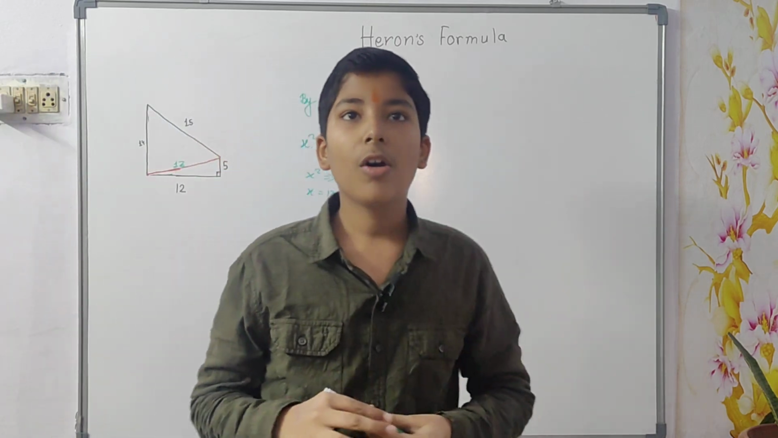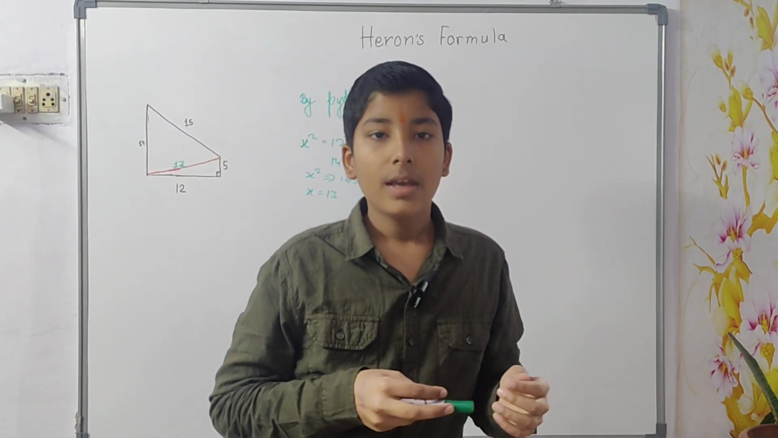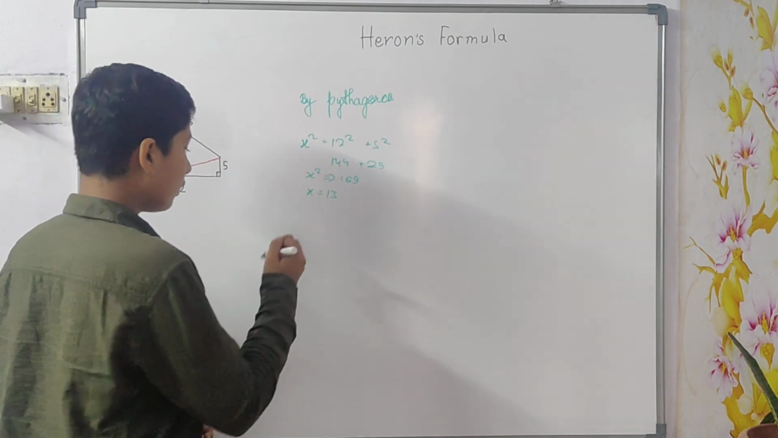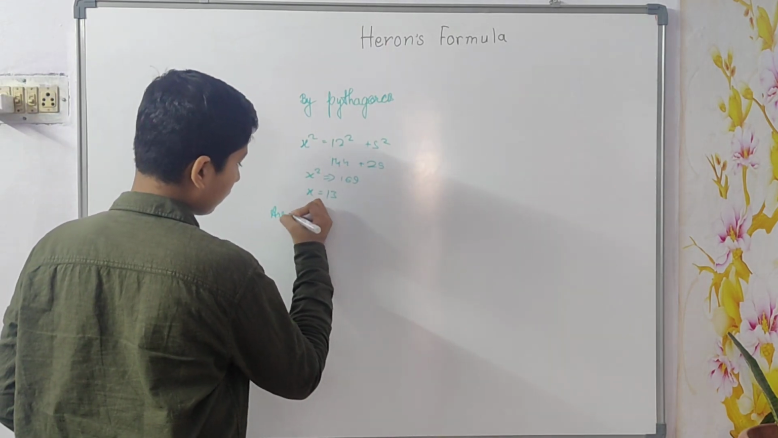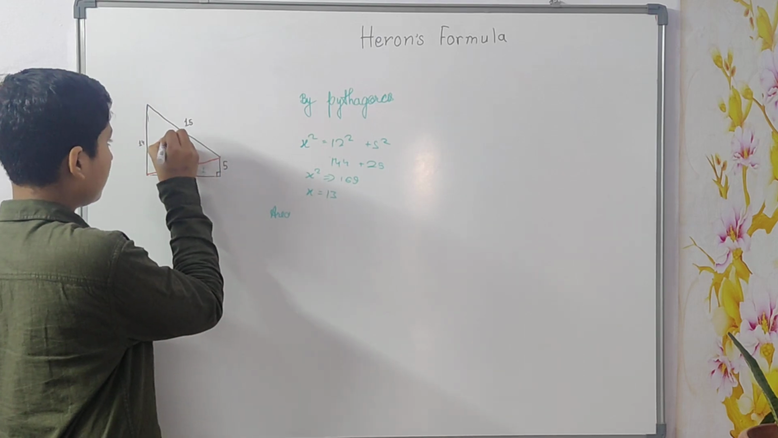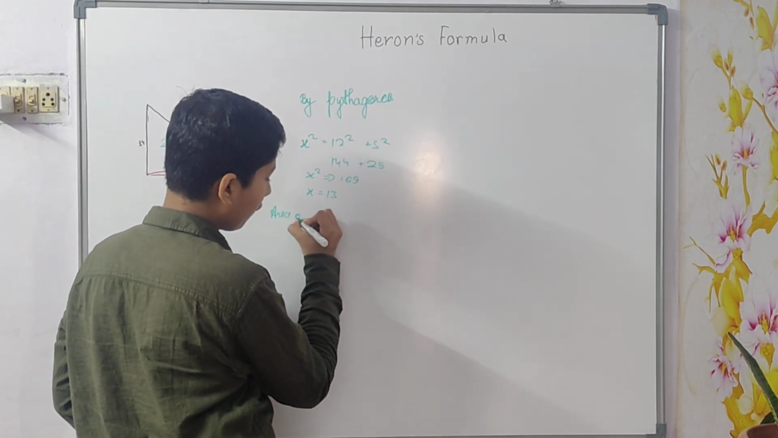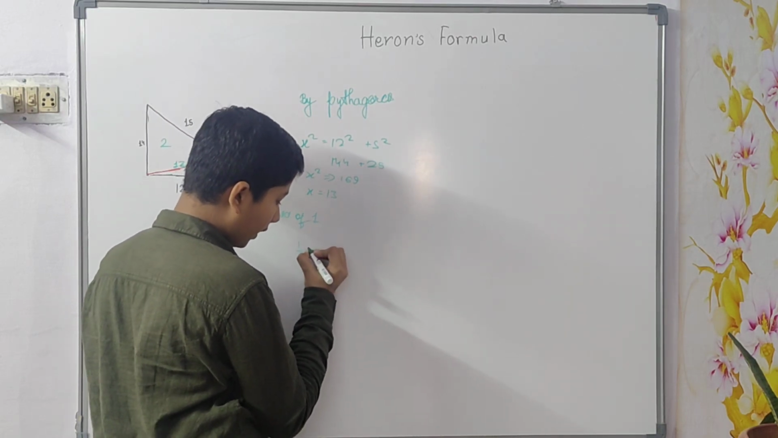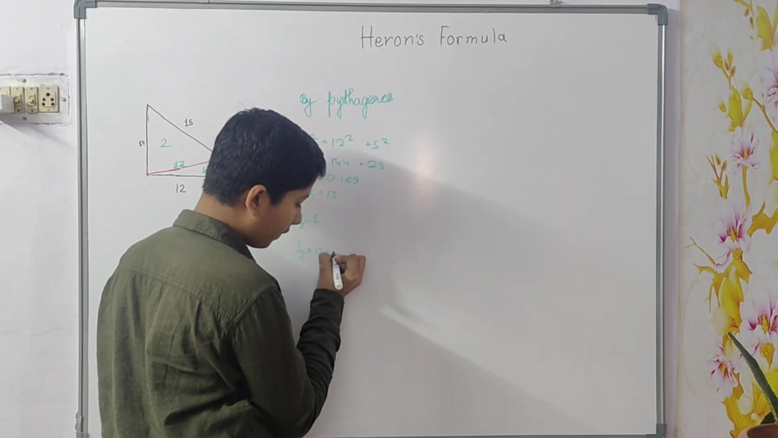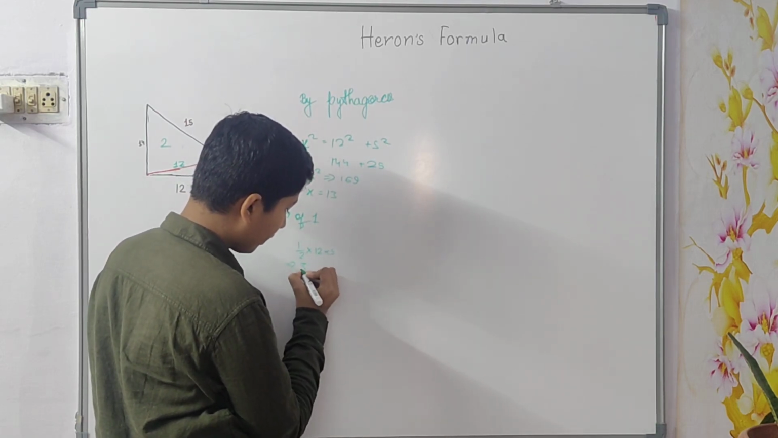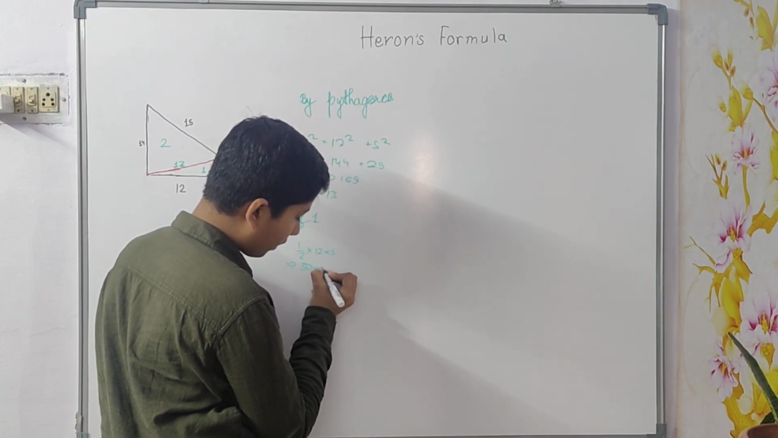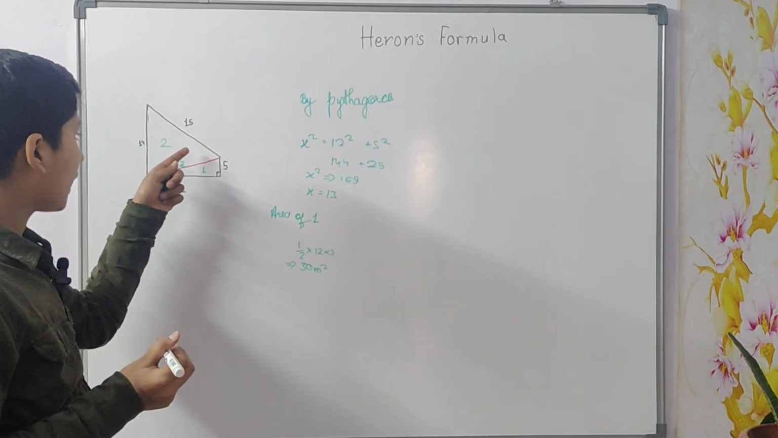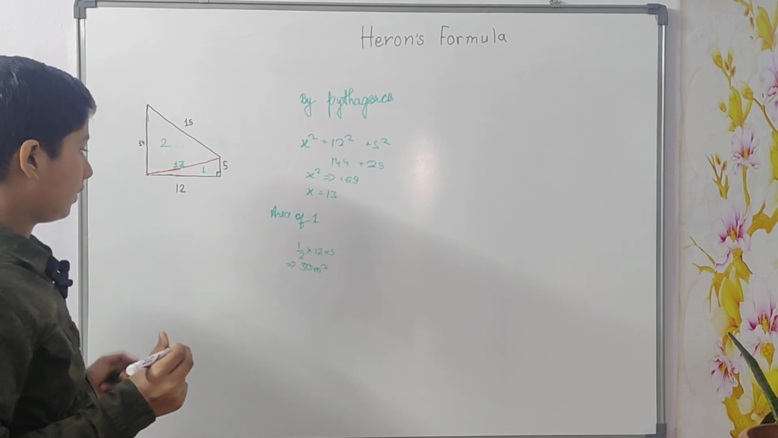So we know the area of a right angle triangle is half into base into height. I'll call this figure 1 and this figure 2. Area of 1 will be half into 12 into 5, which is 6 into 5, hence 30 meter square. Now we have to find the area of this figure and add both of them.